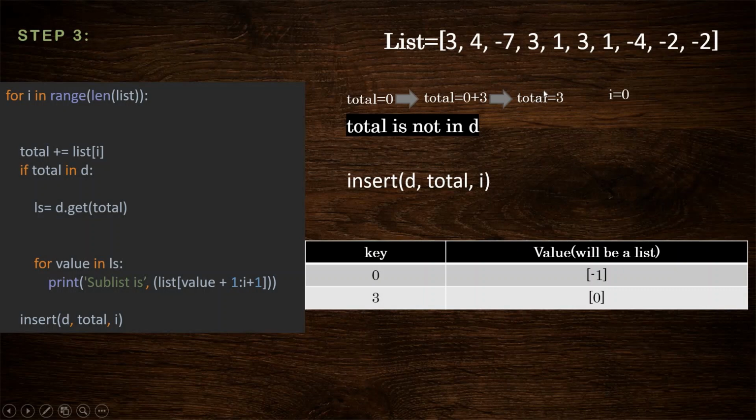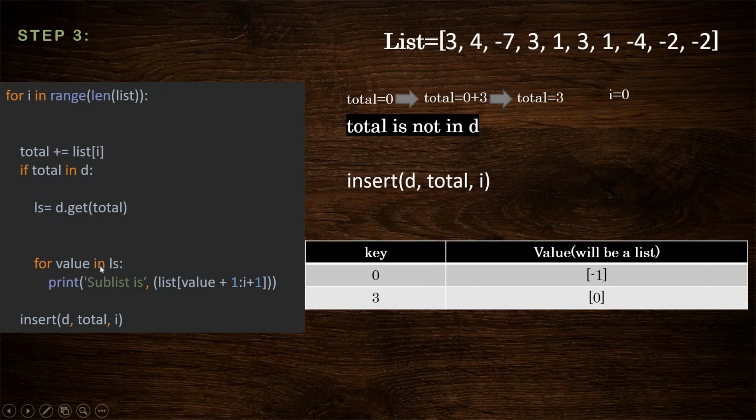Okay, so for the very first case I will be getting the total as 3, and for that total is not present in D, as I have checked here. If total in D, then you have to perform this operation, but total is not in D, so I'm not going to perform this operation. What I'm going to do is I'm just going to come down. Okay, so yep, this time you can see I have this insert D total I.